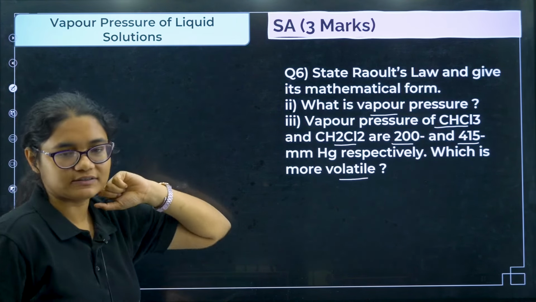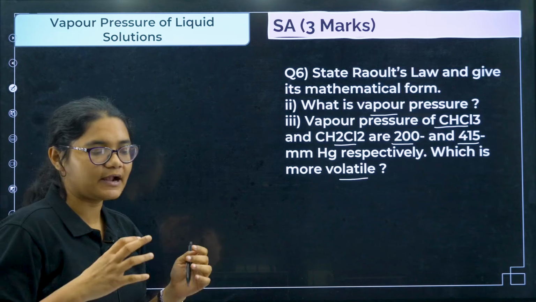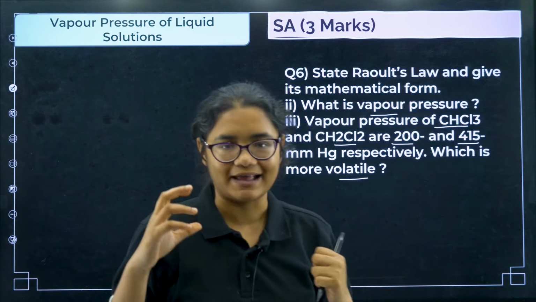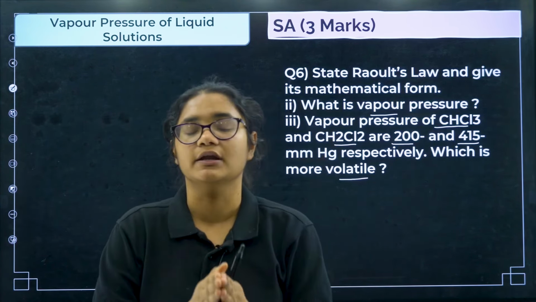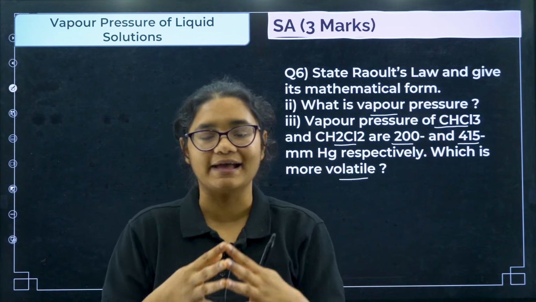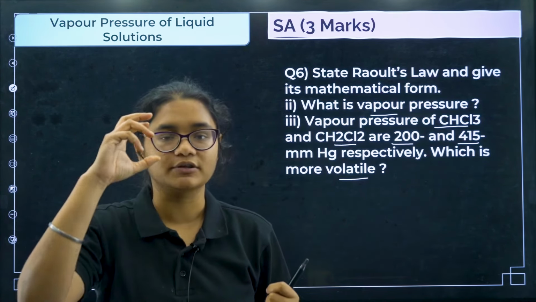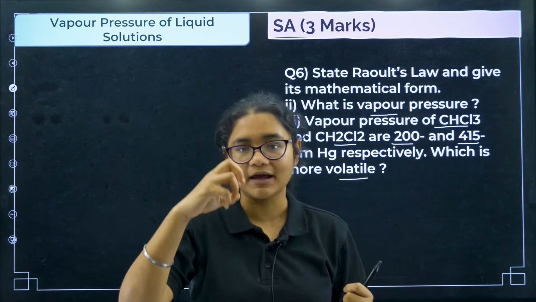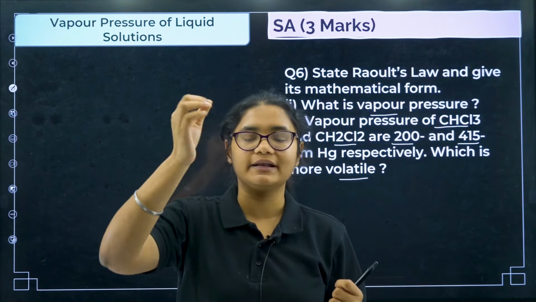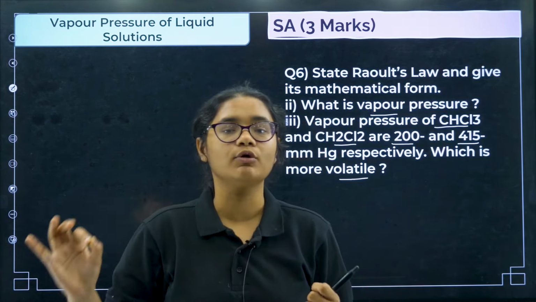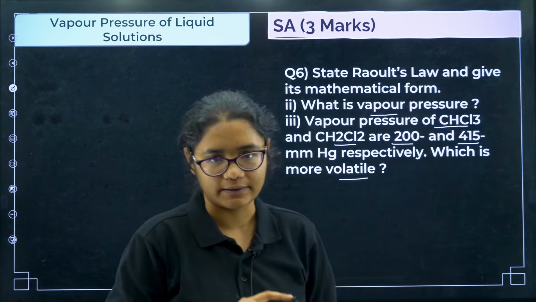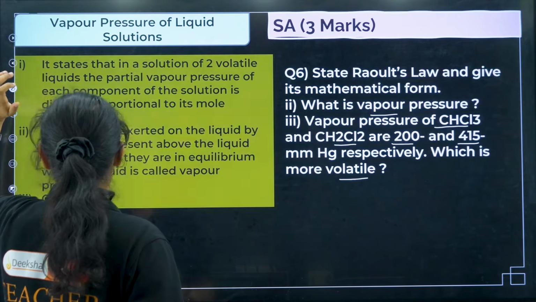So what does Raoult's law say? Raoult's law says that the partial pressure of a gas is directly proportional to the mole fraction of the gas in the solvent. In the solution, the partial pressure or the vapor pressure created by a gas above the liquid is directly proportional to the mole fraction of the gas in the liquid. So you can see here Raoult's law statement.